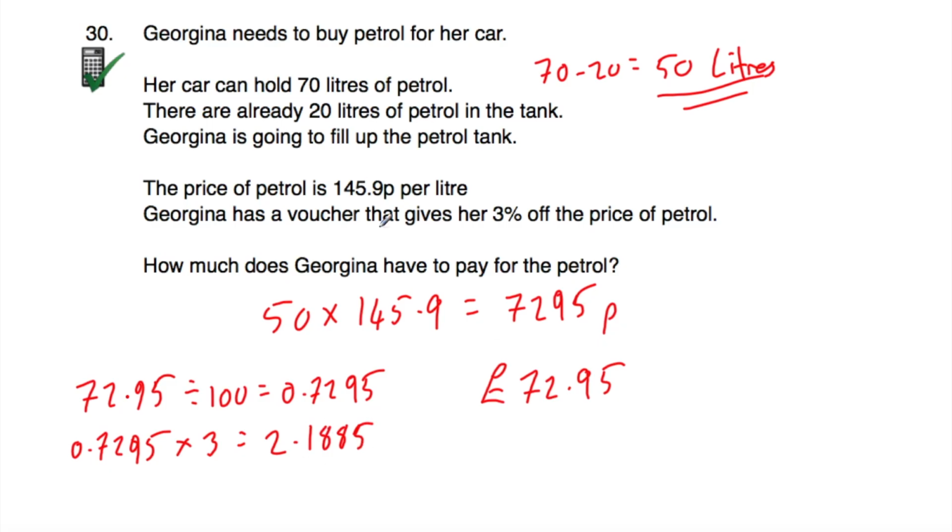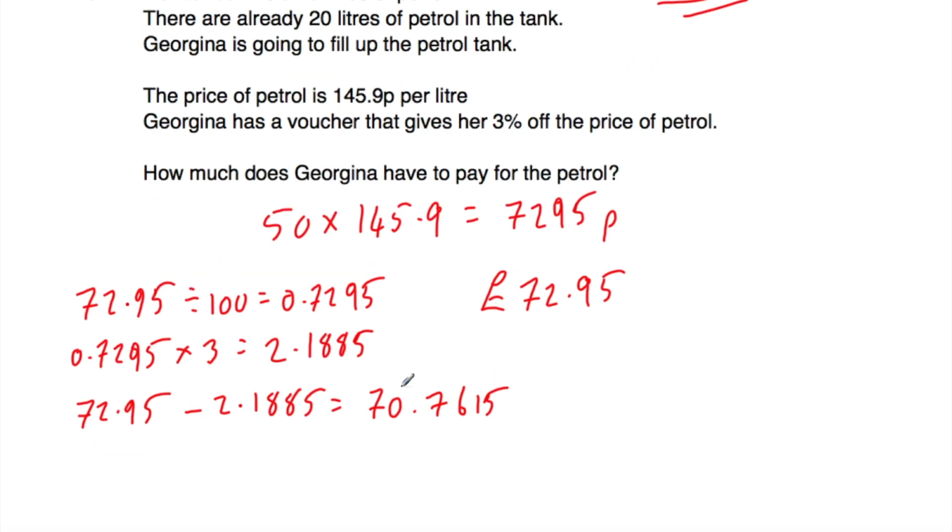Now we just need to reduce it by 3%. So we need to take the 72.95 and subtract the 2.1885 and see what we get. And when we do that, 72.95 take away 2.1885 is equal to 70.7615.